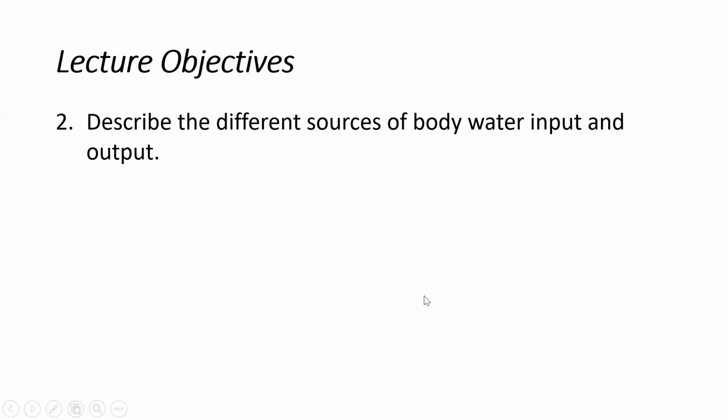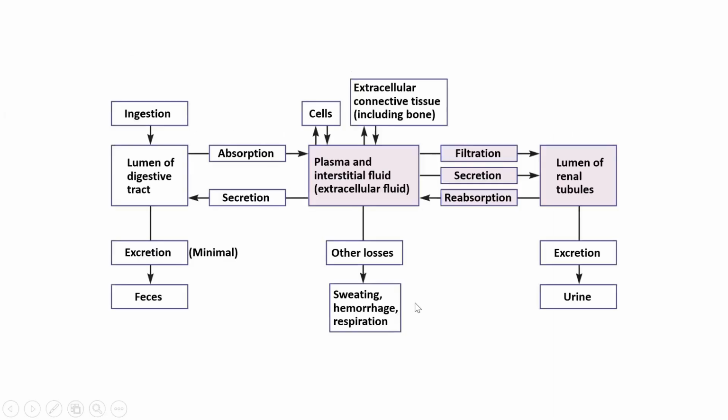Let's look at objective number 2, which is to describe the different sources of water input and output. So kind of adding a little bit more clarity to what we just described. So this is a really nice schematic that shows us what we just mentioned. There are different mechanisms for moving water across our different compartments, and there are different processes that are involved as well. So urinating, sweating, hemorrhaging, excretion are some of the involved processes of regulating water from our different compartments.